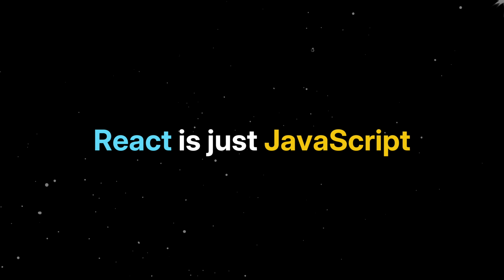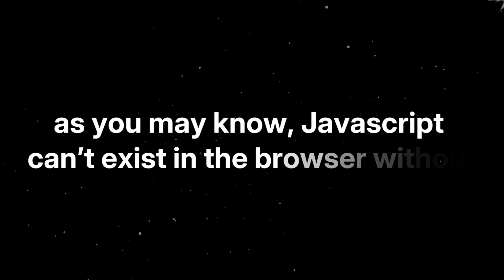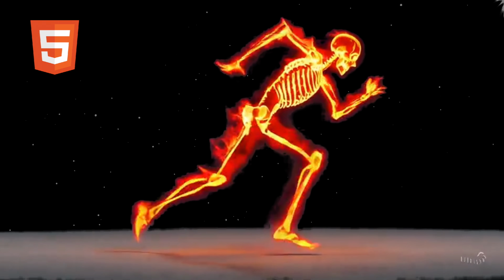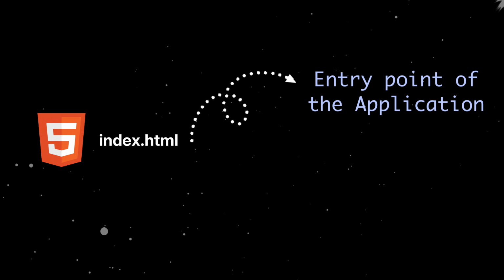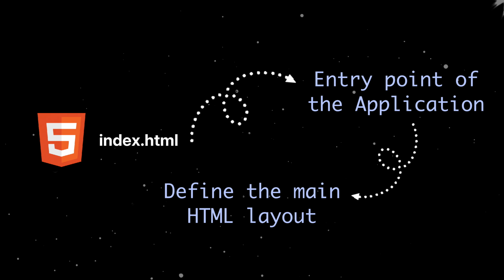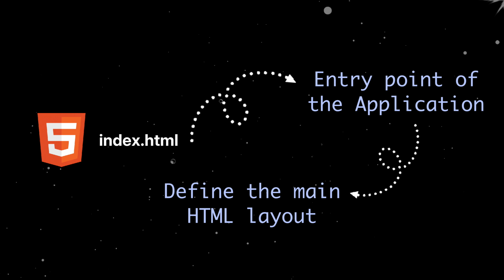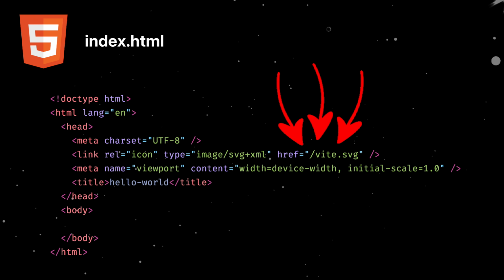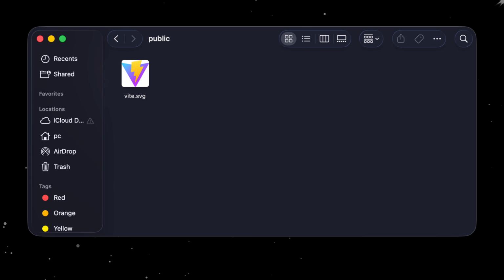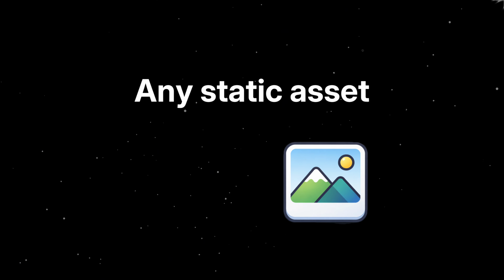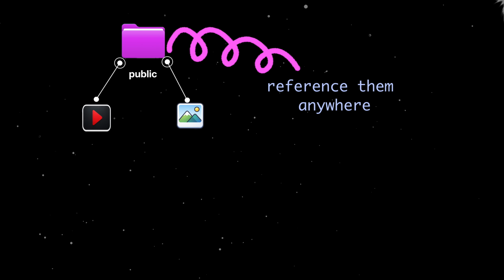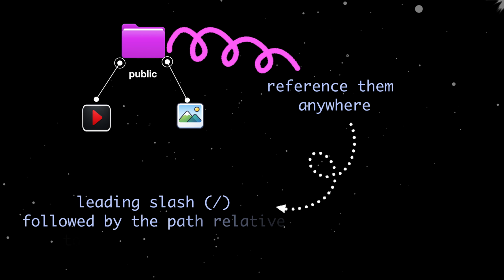React is just JavaScript, and as you may know, JavaScript can't exist in the browser without HTML, similarly to how an athlete can't move his body without its bones. The index.html file is the entry point of the application. It defines the main HTML layout or template of all the pages that are served. Inside the head tag, we reference the /vite.svg file as a favicon. If you look closely, you will see that it's located within the public folder. Any static asset such as an image or video stored there is publicly served. You can reference those assets from anywhere in your code using a leading slash followed by the path relative to the public folder.